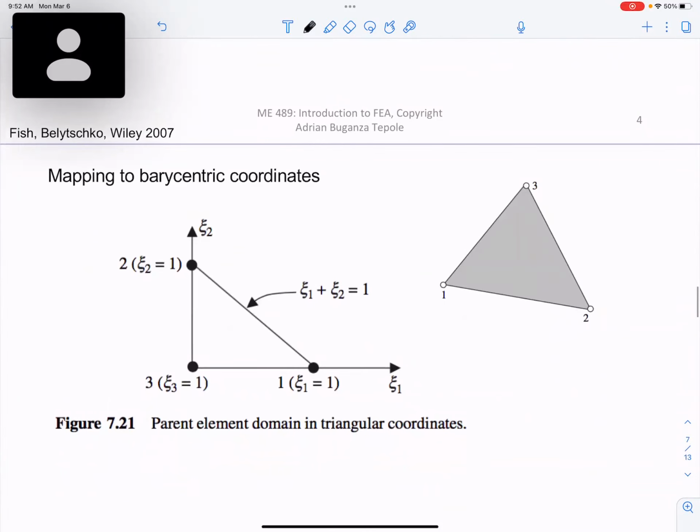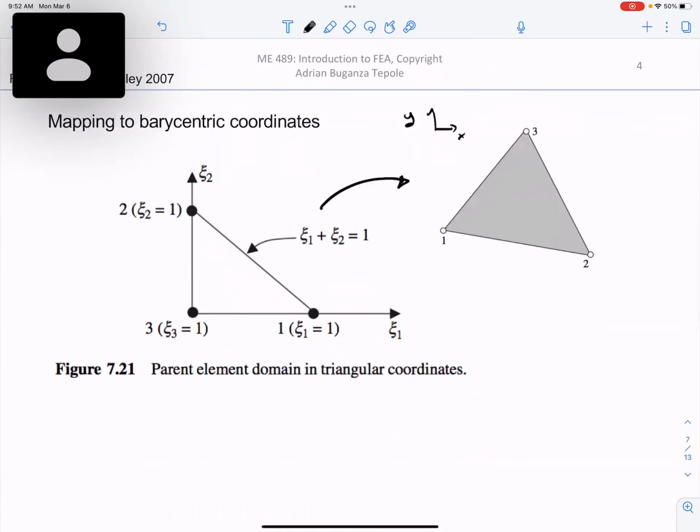This is the important part, which is we have the XY space, and we have the psi eta space. I guess in the book they do psi 1, psi 2, and we want to go from psi 1, psi 2 to XY. And so we need the shape functions, but the shape functions are going to be in terms of psi 1, psi 2.